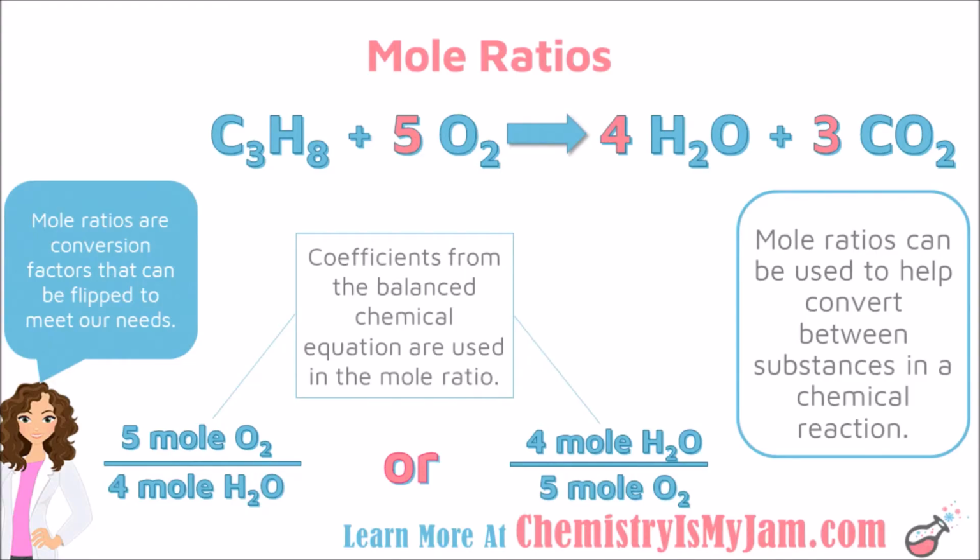Some examples of mole ratios. There are 5 moles of oxygen, that comes from the coefficient, for every 4 moles of water, also from the coefficient. Now that is a conversion factor that can be flipped. So I can write that with oxygen on top, or I can write that with water on top, just depending on how I need my units to cancel. Let's look at some examples.